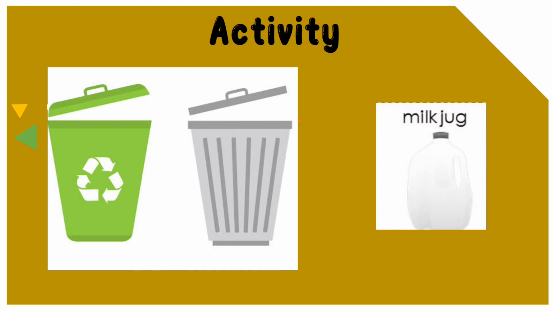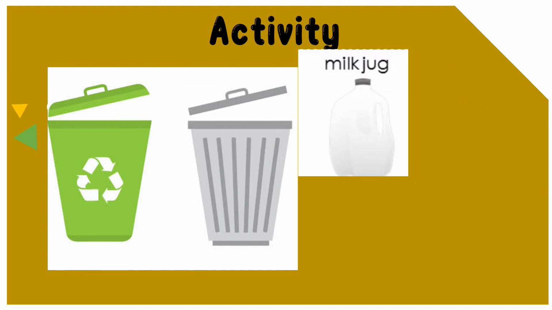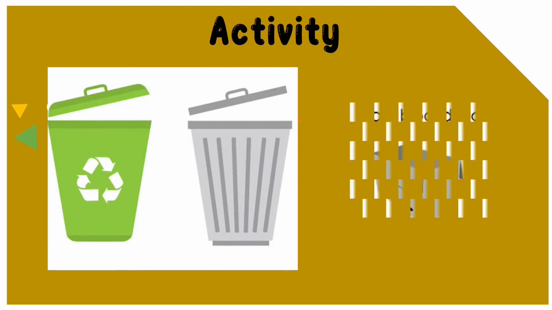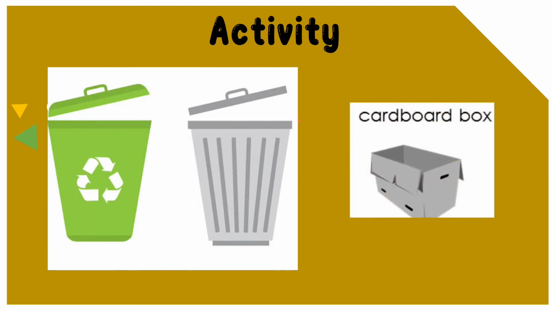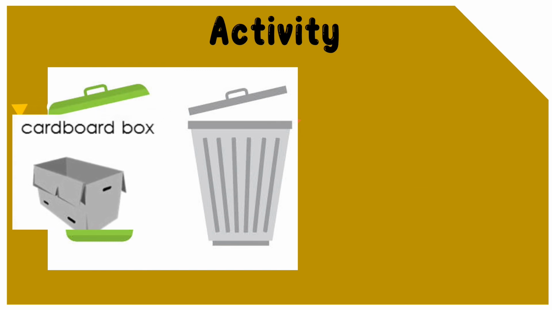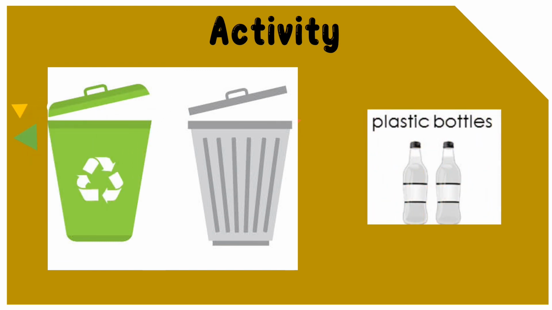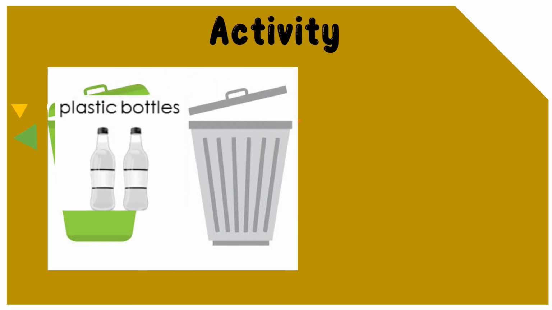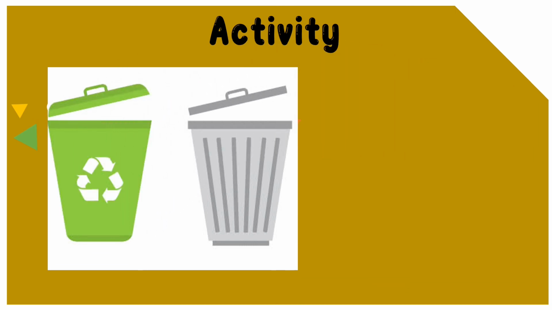What about the milk jug? Yes, it's made of plastic, so it goes to recycling. Cardboard box, again it goes to recycling. Like we talked about newspaper, this can also rot and is biodegradable, but it takes longer time. And like we said, we need to cut more trees to get more paper and cardboard, so it's better to recycle and use them again. Plastic bottles, yes, it's also recyclable.